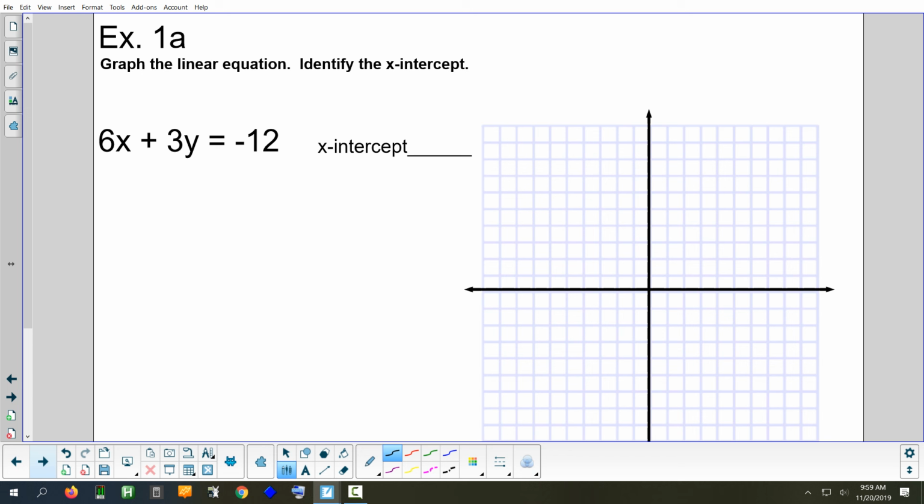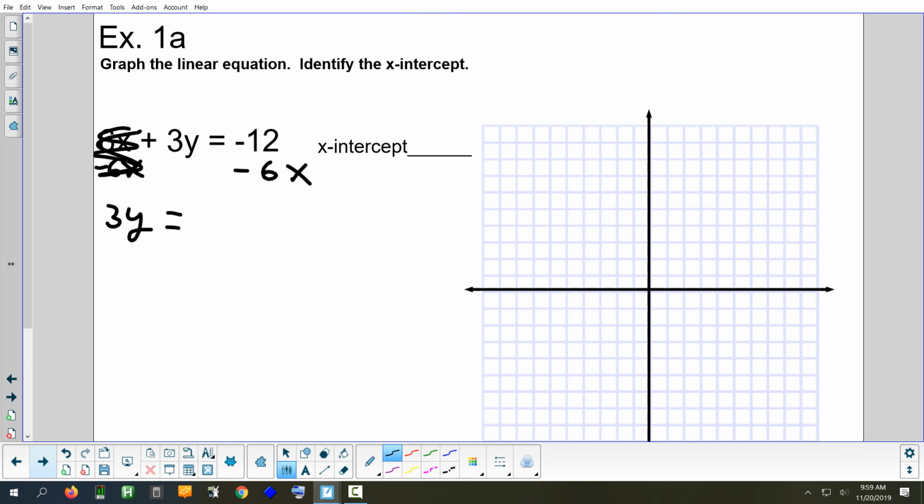So is y by itself here? No. What would be the first thing that I could move to the other side to start to get y by itself? So we want to move the things that are furthest away. The 6x. Is that a positive 6x or a negative? Positive. So I'm going to subtract 6x on both sides. That's gone.